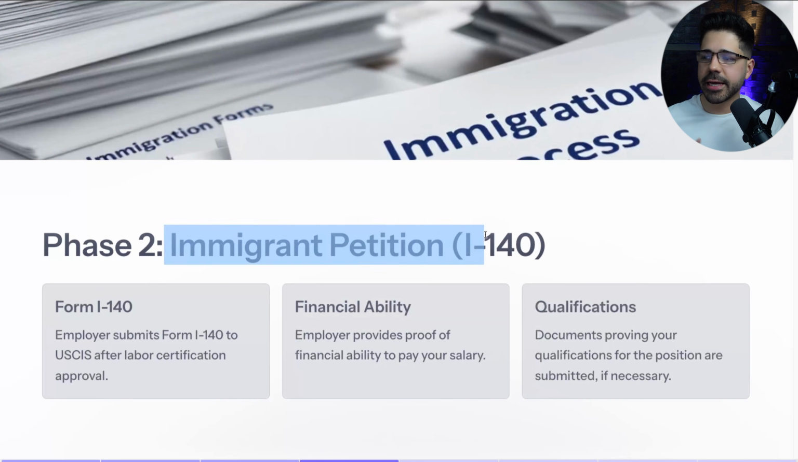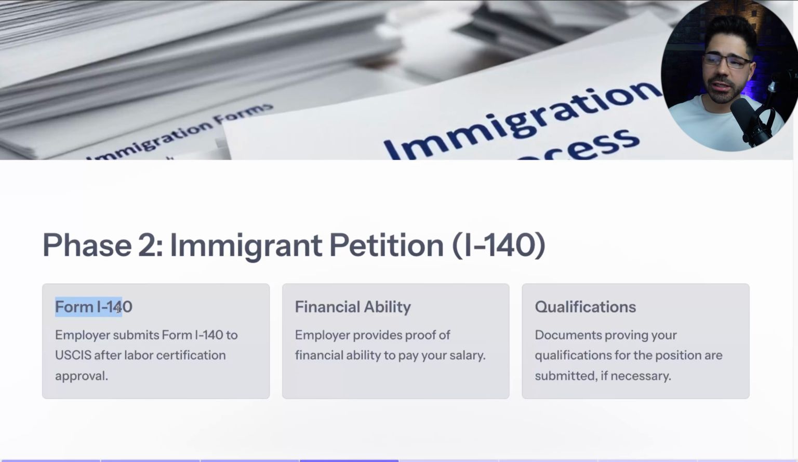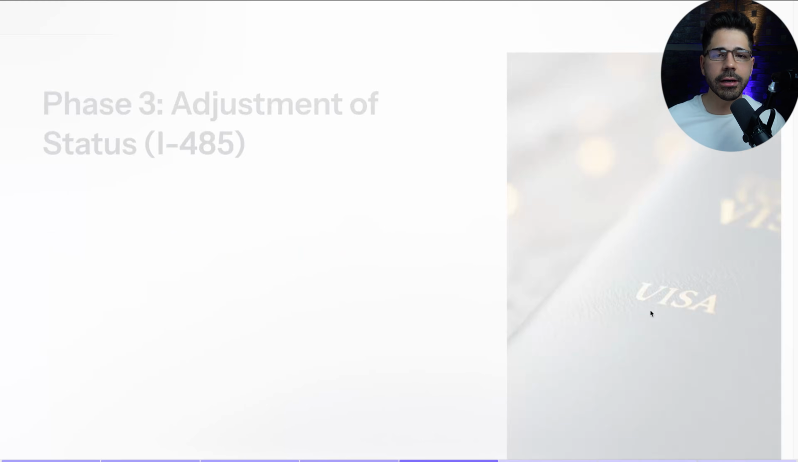The second phase is the immigration petition for foreign worker, I-140. Once your labor certification is approved, your employer submits the form I-140, with proof of financial ability to pay your salary, as well as documents proving your qualification for the position, if it's necessary, of course. This second phase of the I-140 is currently taking about 9 months. But one important thing is that to be able to move to the final phase, the third phase, with adjustment of status, you have to wait for your priority date to become current on the visa bulletin.